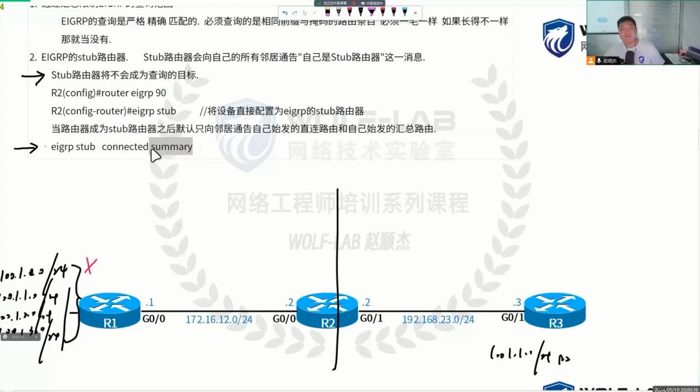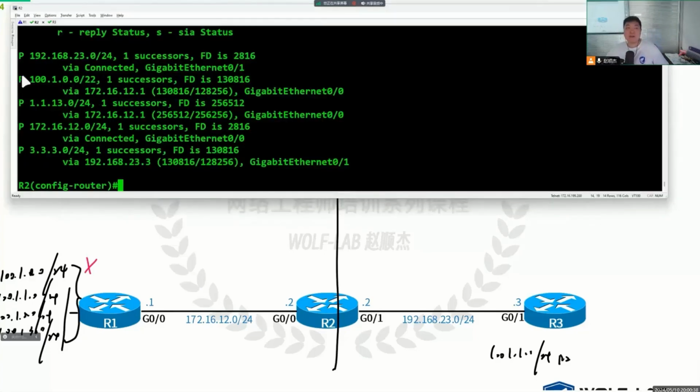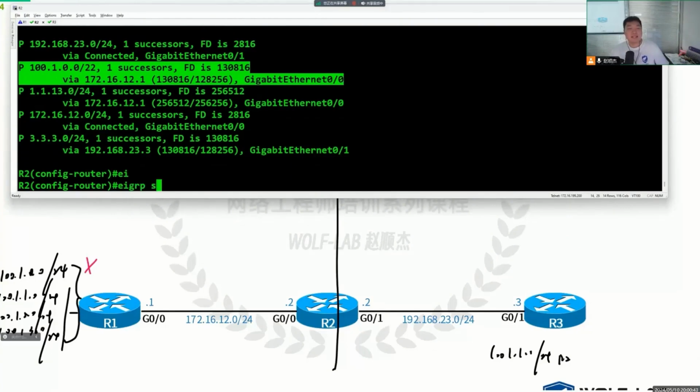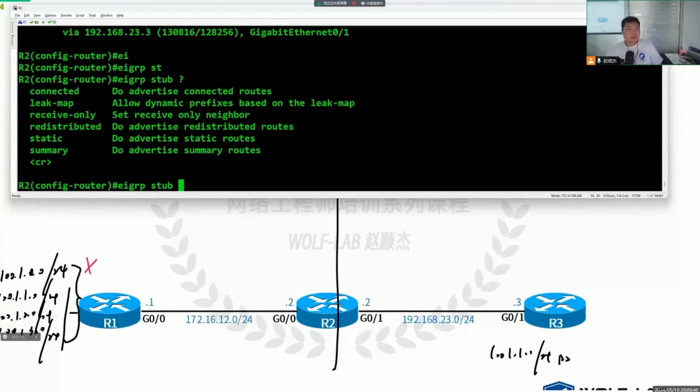Got mixed up. So on the EIGRP side, students, it defaults to connected summary. It can only announce its self-originated directly connected routes and its self-originated summarized routes. Even if it's R2's summary, I won't announce it. It's very strict, but we can adjust it. Look at EIGRP stub, because boundary routers are special. We previously used R3 as a boundary router.